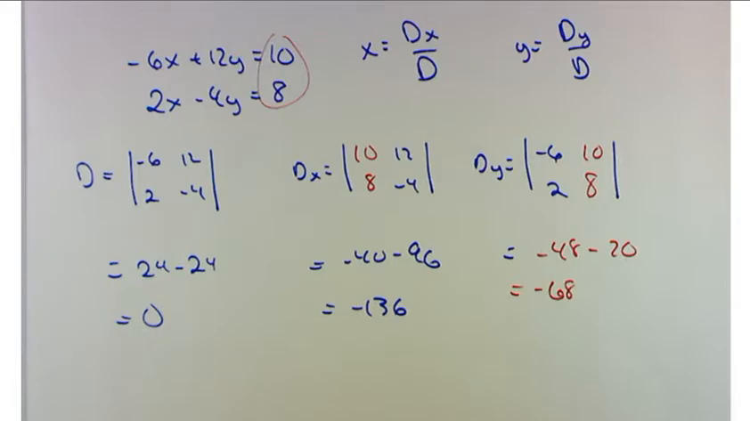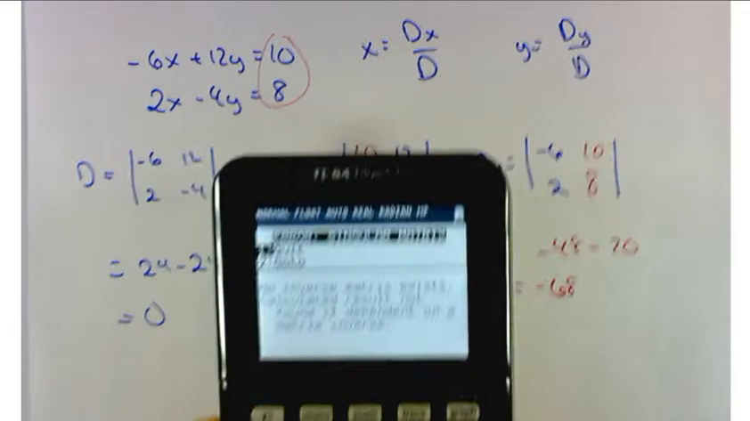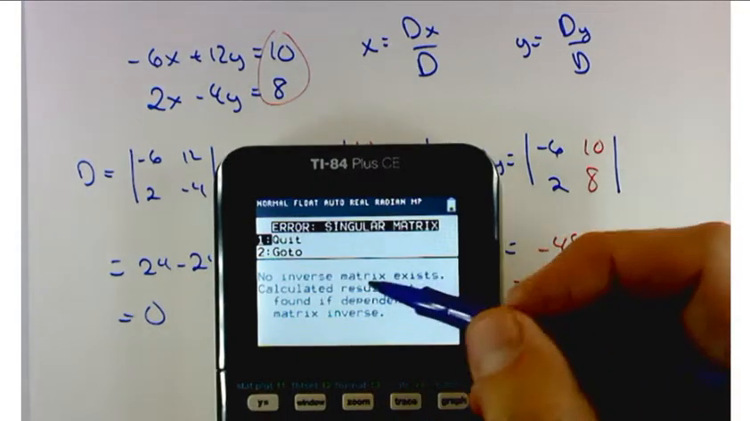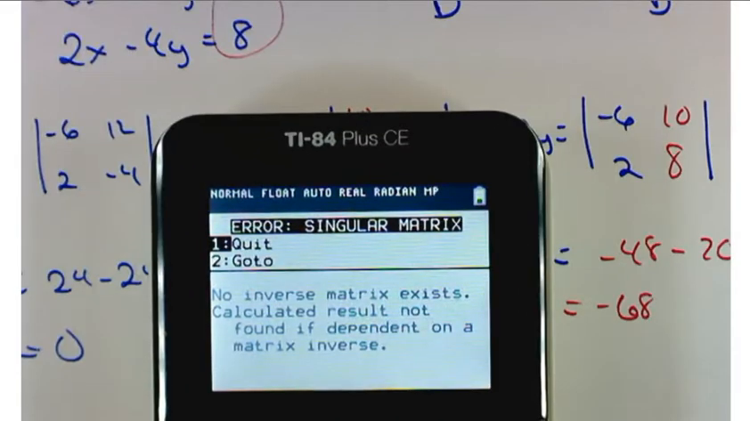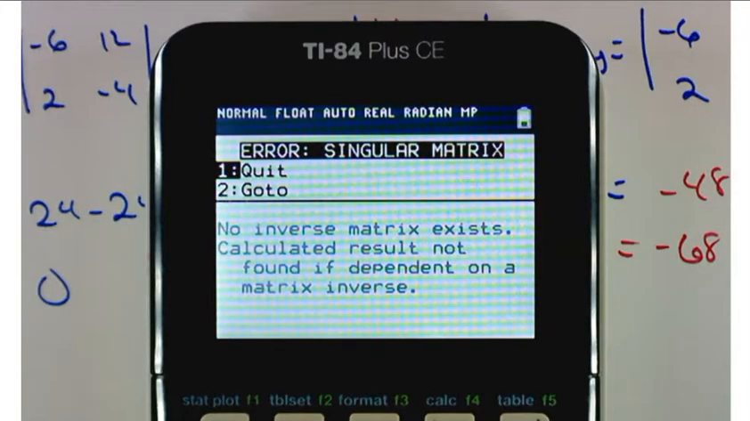So let's see. I'm not sure if it said that or not when we tried to take the inverse. Yeah, no inverse matrix exists. It calls it a singular matrix. So it's singular, that corresponds to the determinant being 0.